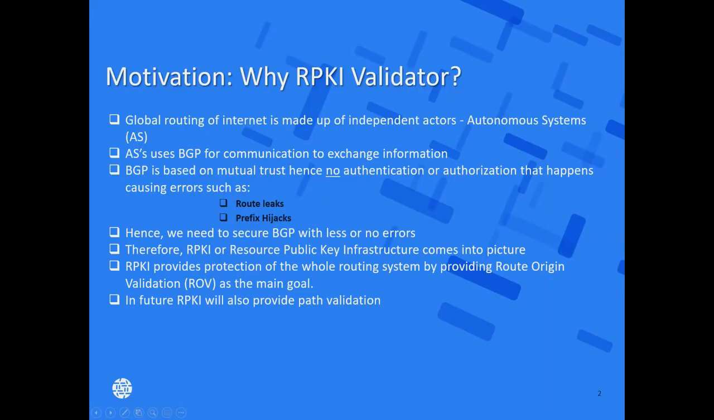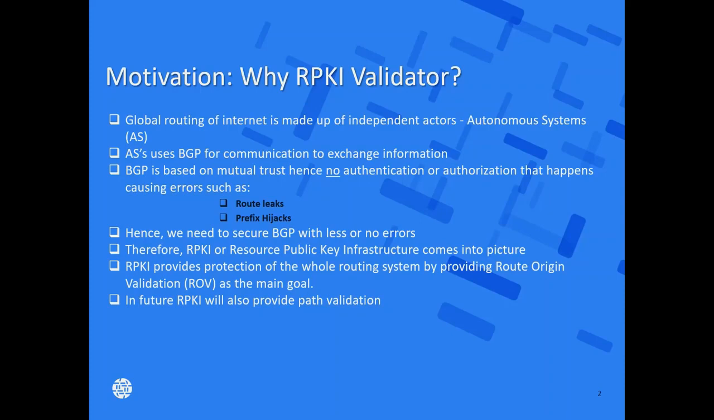What is the main motivation behind this RPKI Validator? Global routing of the internet is made up of independent actors, commonly known as autonomous systems, or AS for short. These AS communicate through one of the protocols, commonly known as BGP. BGP is based on trust, hence there is no authentication or authorization involved in the process of communication. This normally causes errors like route leaks and prefix hijacks.